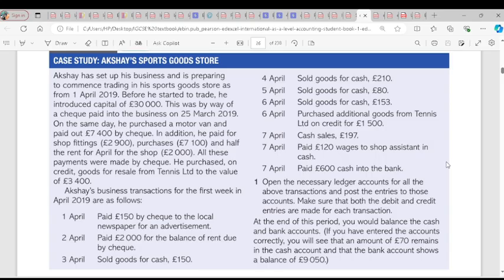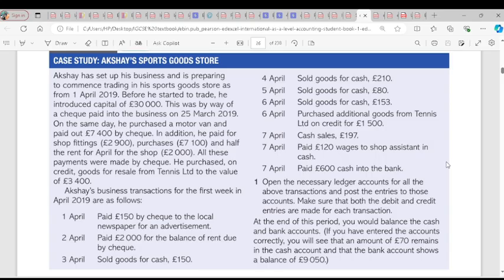I think that point is clear. Motor van is an asset, so we have 7,400 on the debit side of your motor van account, and on the credit side of your bank account, you're going to have motor van as the details for the same amount. Is it clear, please?